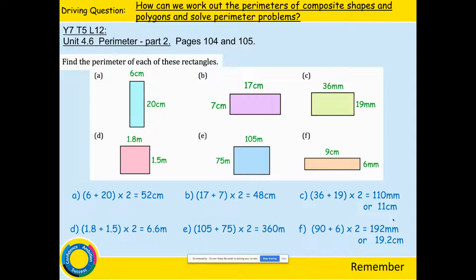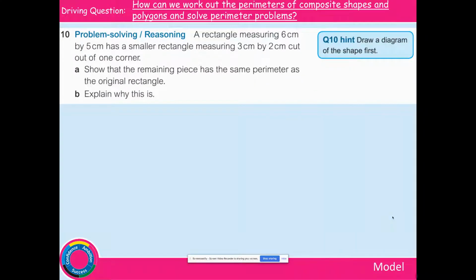Okay, make any corrections you need to by pressing pause and then press play when you want to carry on. Okay, problem solving. A rectangle measuring 6 centimeters by 5 centimeters has a smaller rectangle measuring 3 centimeters by 2 centimeters cut out of one corner. Show that the remaining piece has the same perimeter as the original rectangle.